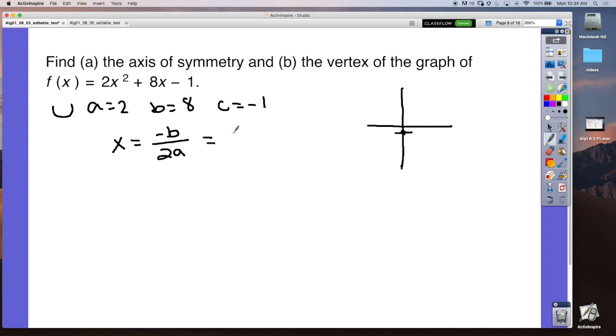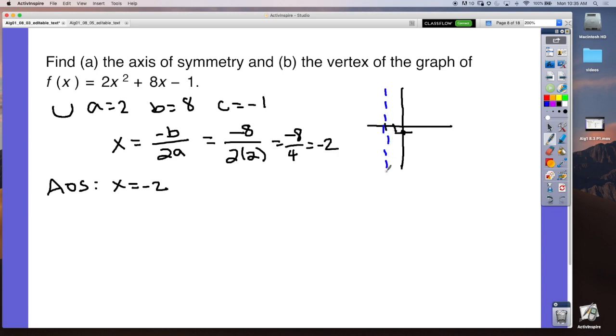Okay, so the opposite of b is -8 over 2 times, what's a? Good, which is 2. So it's going to be -8 over 4, which makes it -2. So my axis of symmetry is x equals -2. I'm going to start to sketch this so I know axis of symmetry is the middle point of my parabola. Now take a look. That means it's going to be here on this side, and I already know this point.